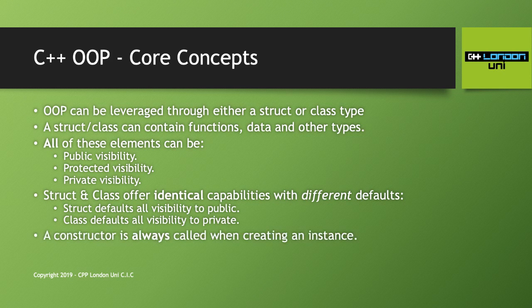Sorry, I went a bit fast there. Is everyone clear on what this means? I've explained public and private, and yeah, cool. So a constructor is always called when creating an instance. It may be an implicit constructor: if you don't make one of your own, the compiler generally generates one, but there's always some kind of constructor getting called, whether it's one that you wrote yourself or one generated by the compiler.